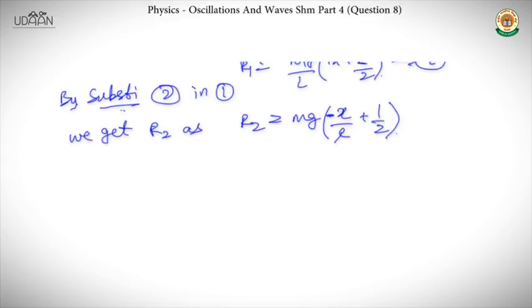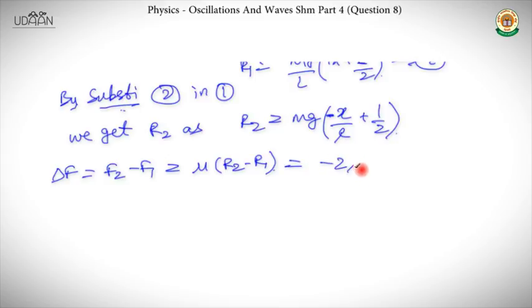Now, since we know R1 and R2, let's find out the friction forces, and the difference between the friction will give the restoring force. Correct. So delta F is equal to F2 minus F1, right, which is equal to mu into R2 minus R1. Right. That is equal to minus 2 mu mg by L into x.